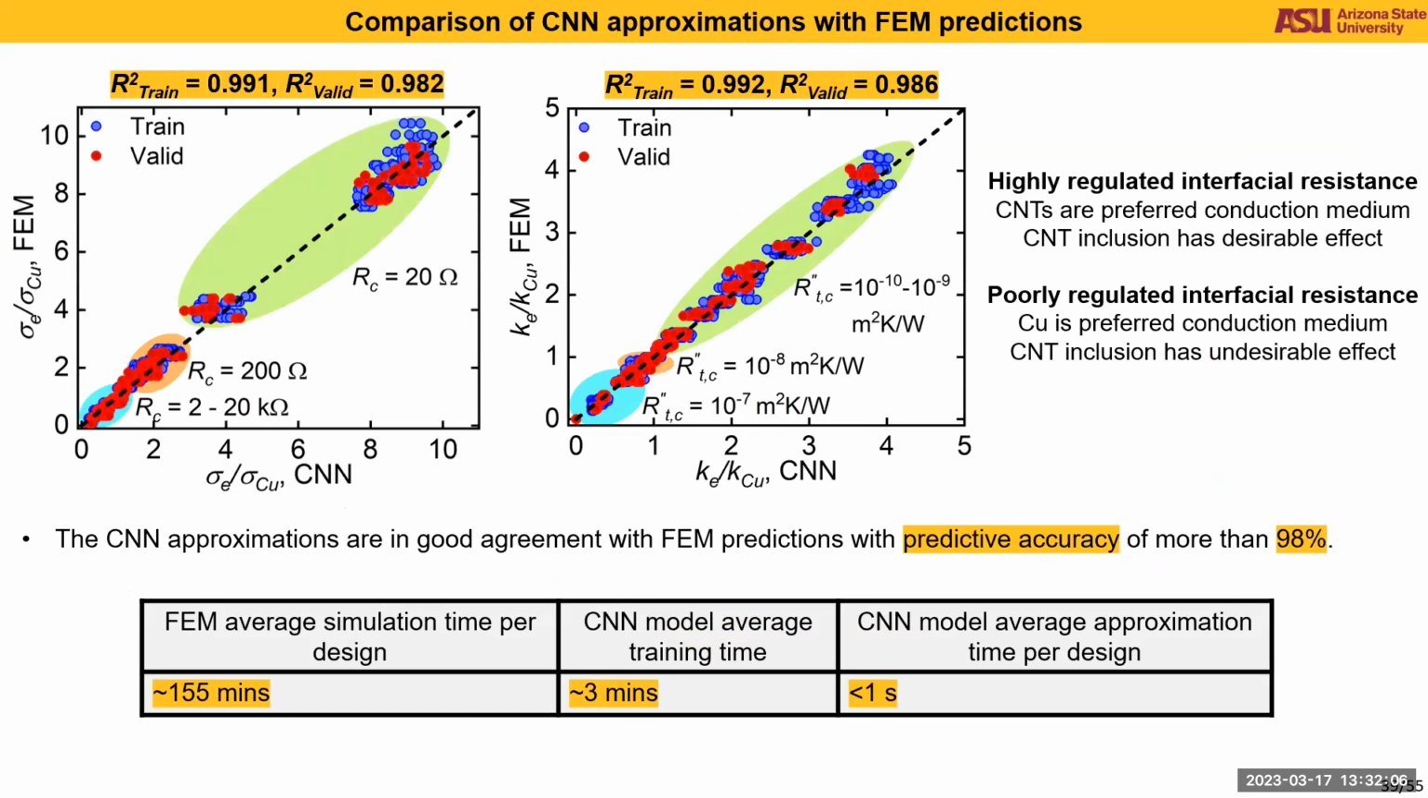After training the CNN, we compared FEM predictions with CNN approximations, and we see that the R-square values are more than 0.98 for both electrical and thermal conductivities. As we were discussing before, the average time for any design in FEM takes around 155 minutes. But once we train the CNN in about 3 minutes, the CNN can make rapid and accurate approximations in less than 1 second.